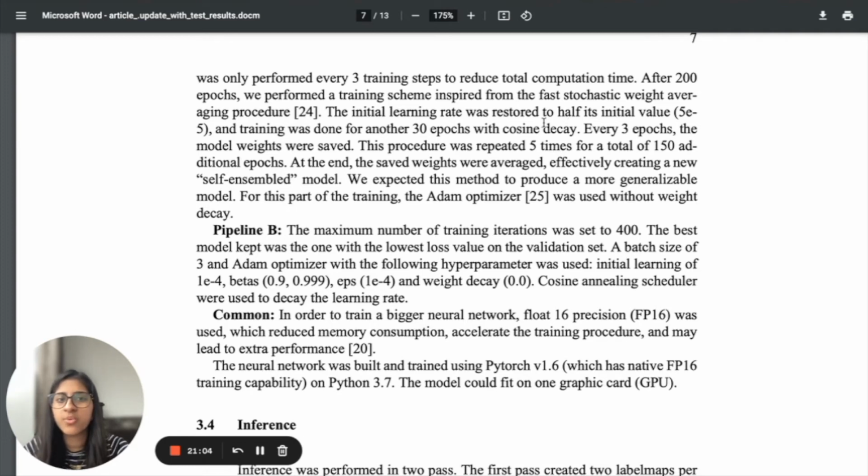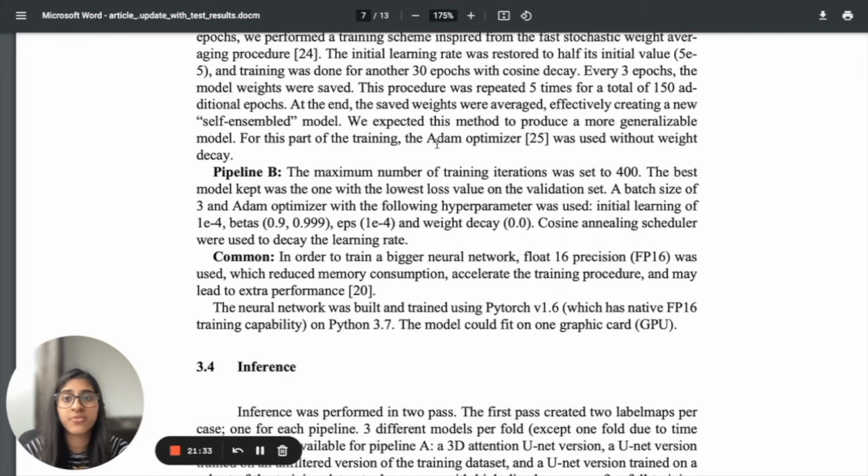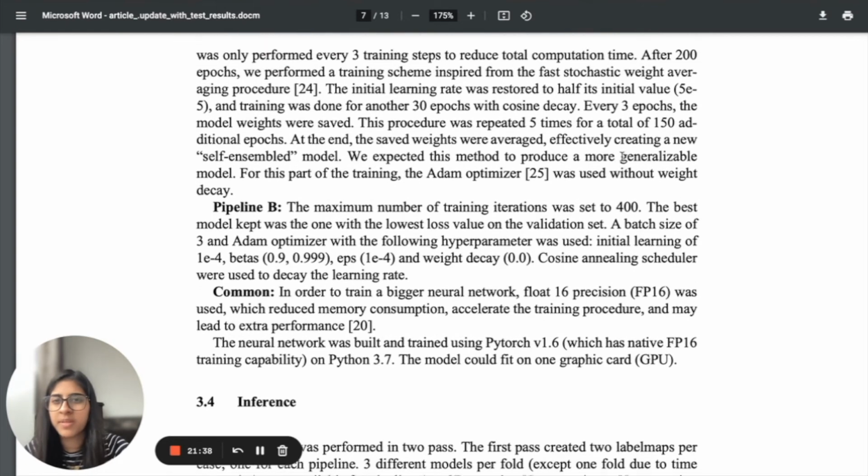You had 200 epochs, and then you used a weight averaging procedure, which they found really beneficial. Then for another 30 epochs, which were again evaluated 5 times for a total of 150 additional epochs, the initial learning rate was restored to half its initial value, and from there they trained further. They used the Adam optimizer for this without weight decay.